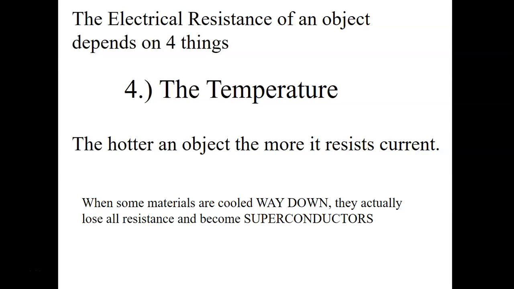And four, the temperature. The hotter an object is, the more resistive it is, the higher its resistance. And in extreme cases, you've heard of superconductors. For certain materials, if you cool them down enough, they don't have any electrical resistance whatsoever, and they're considered superconductors. So warm things tend to have higher resistance than cool things.